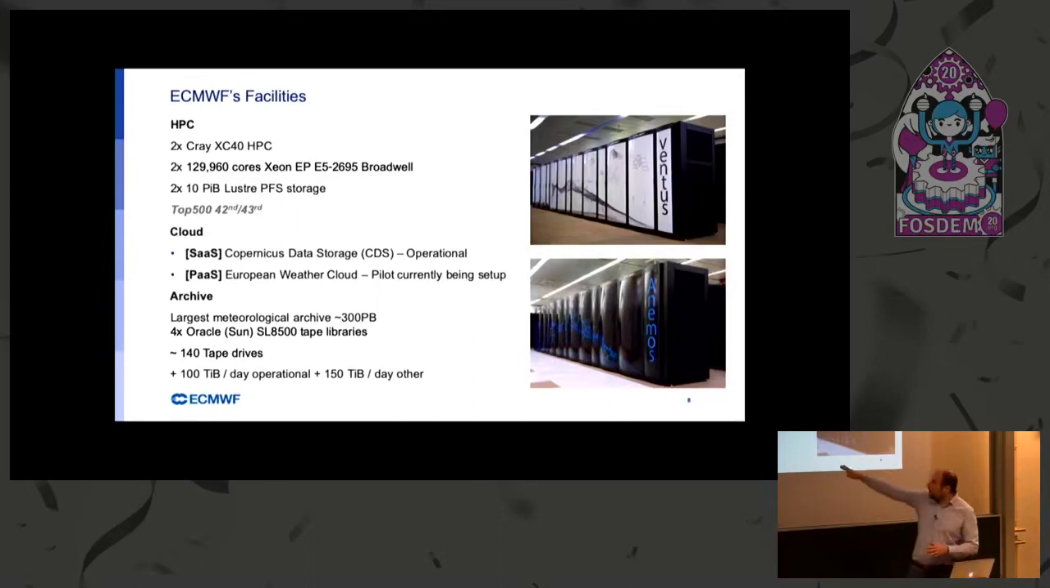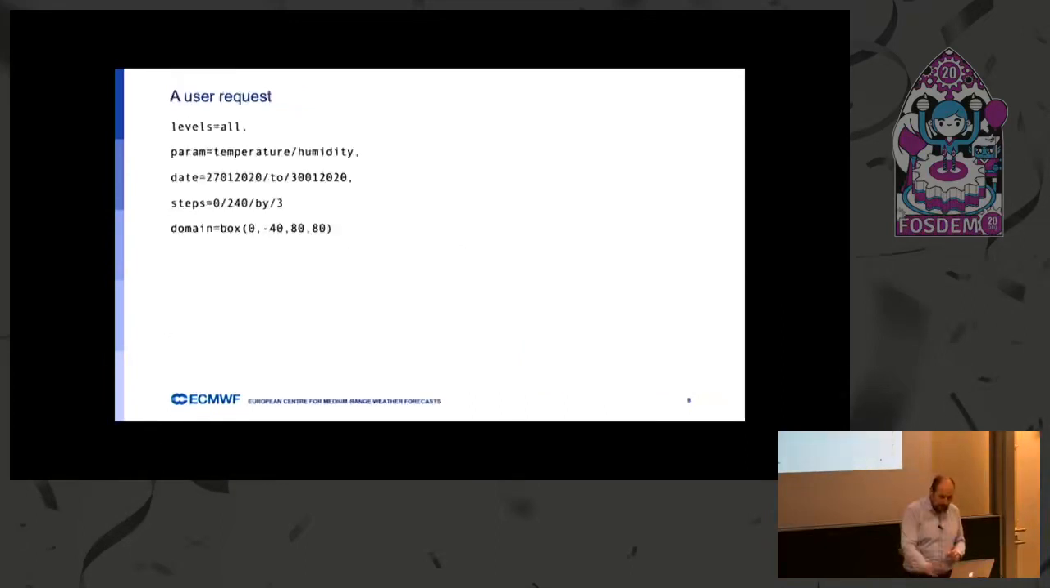Okay, quite a lot of data. How do our users request the bits they need? They give us a user request. We have a query language designed for that. They can specify the number of levels they want, the sum of the parameters, temperature, humidity, or whatever they need, a range of dates, because they may be interested in simulating the evolution over time, and also the accuracy.